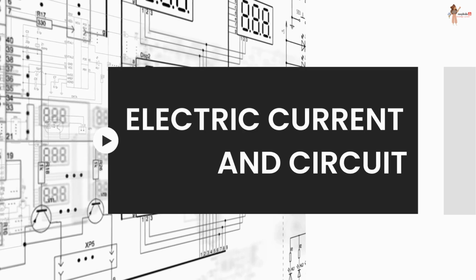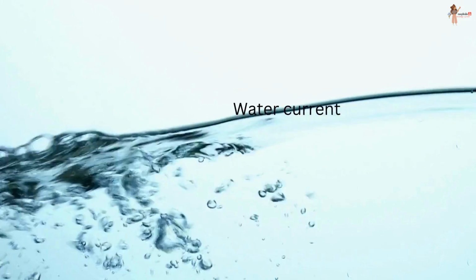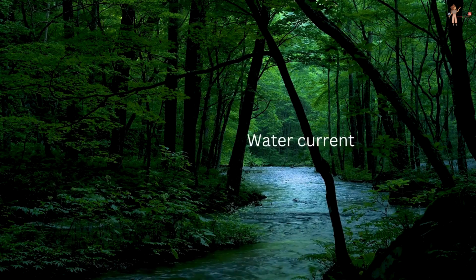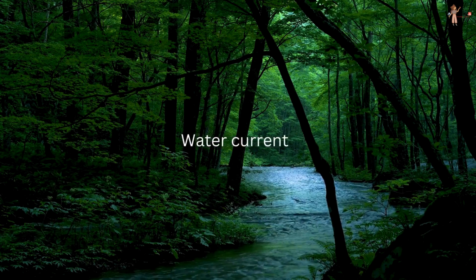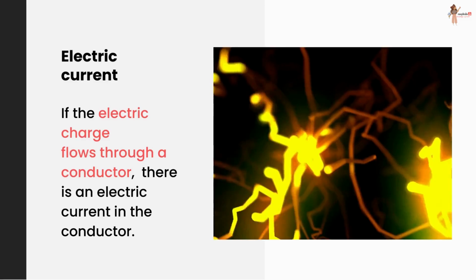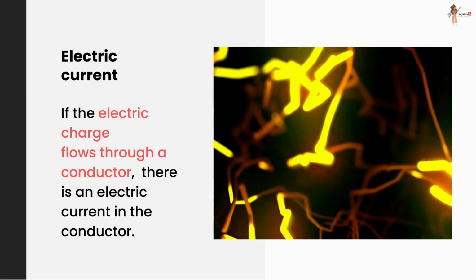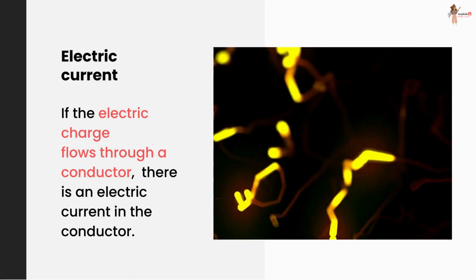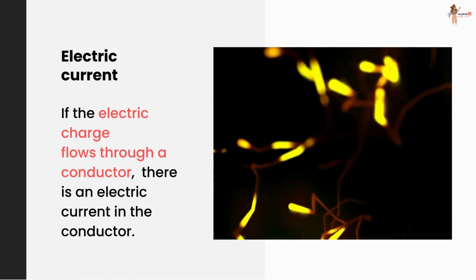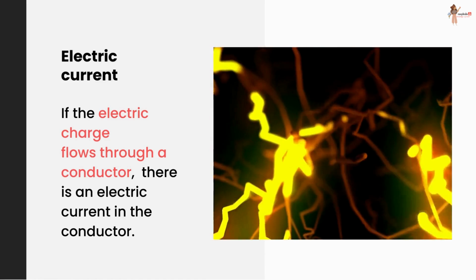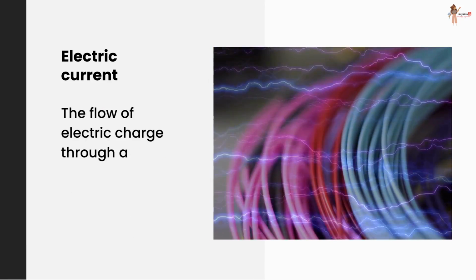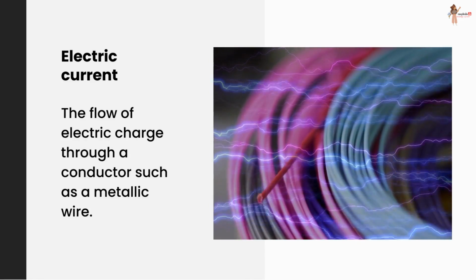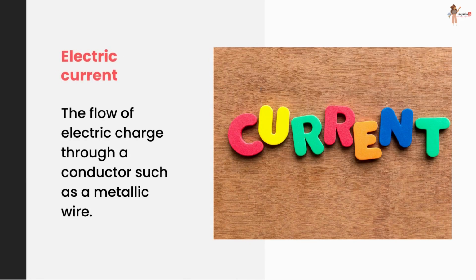Let's begin with electric current and circuit. We are familiar with air current and water current. We know that flowing water constitutes water currents in rivers. Similarly, if the electric charge flows through a conductor like a metallic wire, we say that there is an electric current in the conductor. This is important to understand, so I would reiterate it. The flow of electric charge through a conductor such as a metallic wire constitutes the electric current in it.